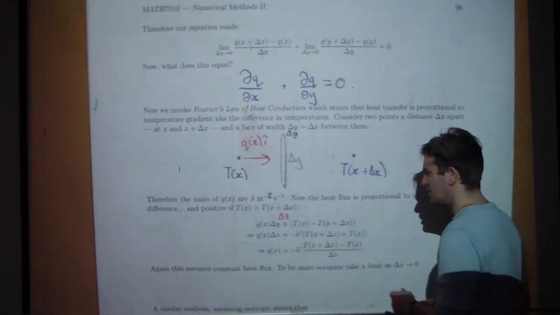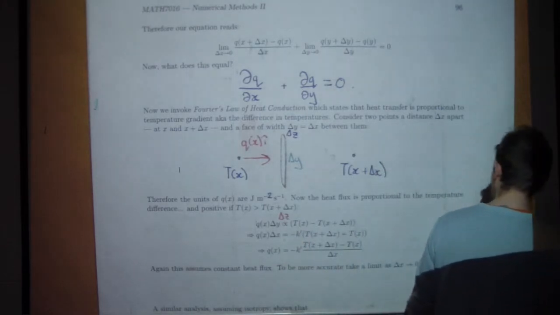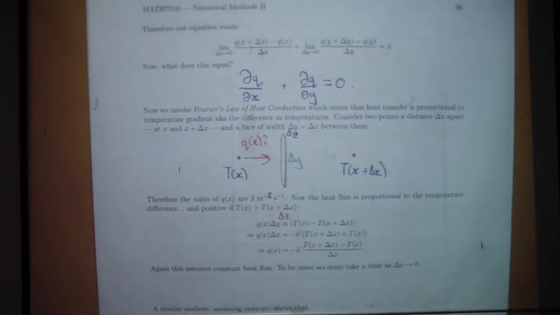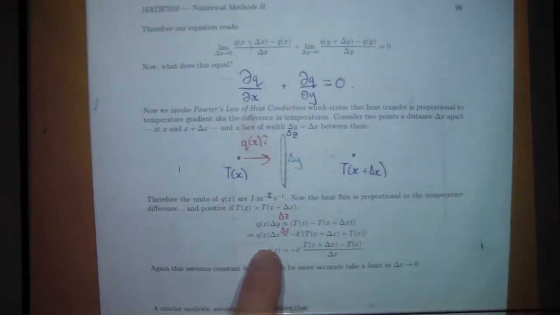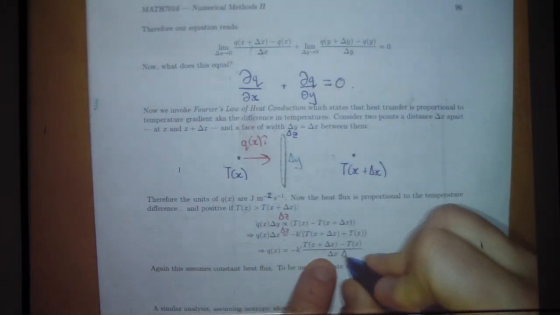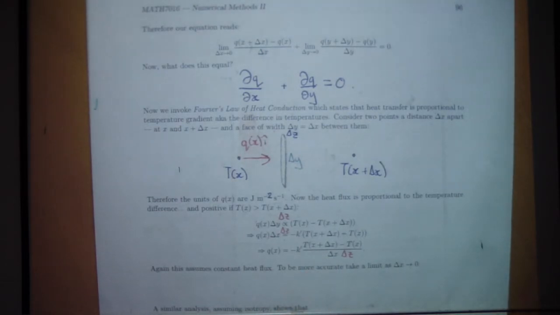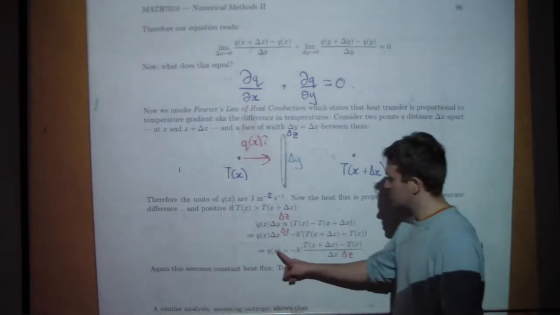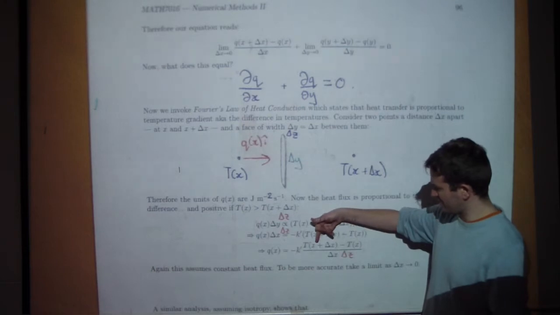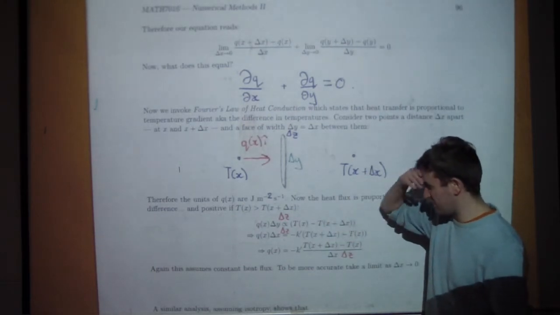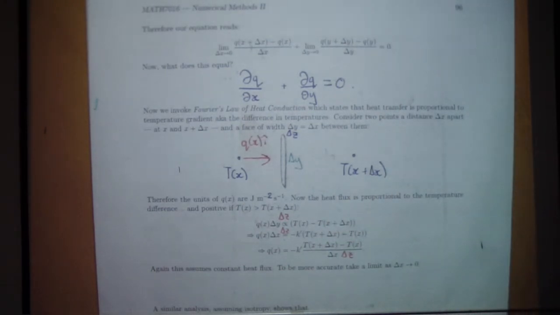So through now the X is turned into a Y, and this is why I said originally that I need the delta Y to be the same as the delta X. So it has to be a square grid. The delta Z is still here, and there's a delta Z still here, that's okay. So this is basically a way of saying the heat flux density is related to the difference in temperature. Again, this assumes constant heat flow.